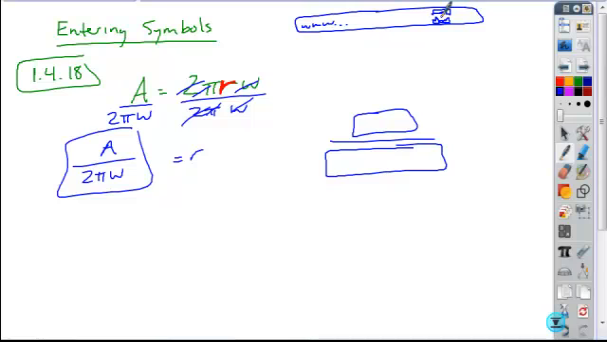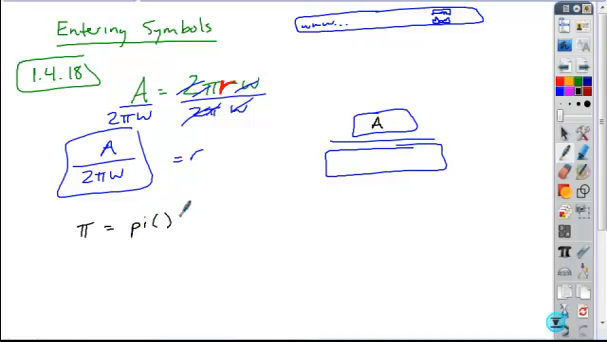Okay, so let's go back to how you would enter this. All right, obviously the numerator is pretty simple, right? You just type in A. In the denominator, when you have a symbol like pi, it's just one of the things that you need to understand.